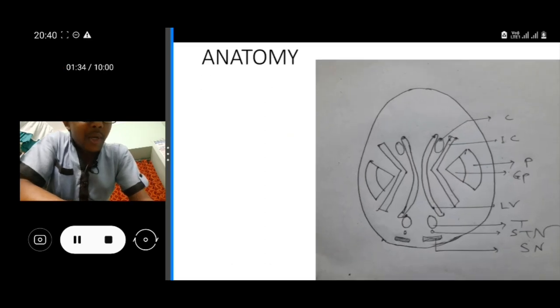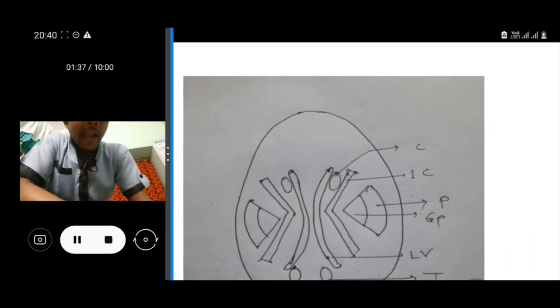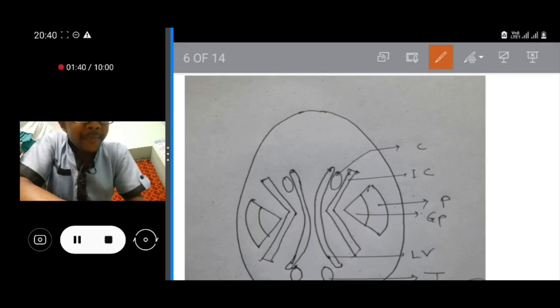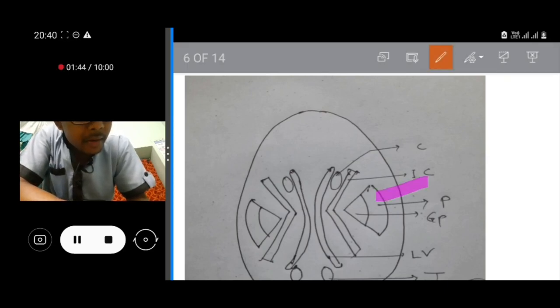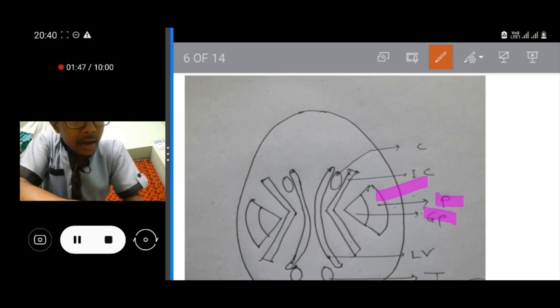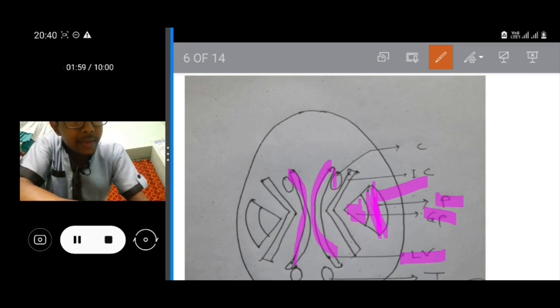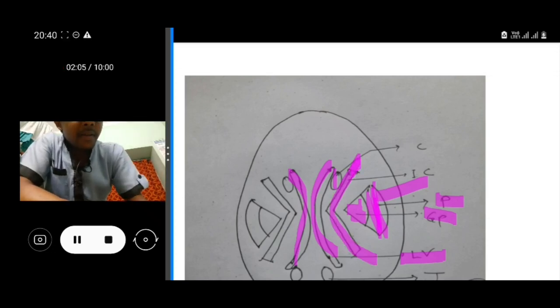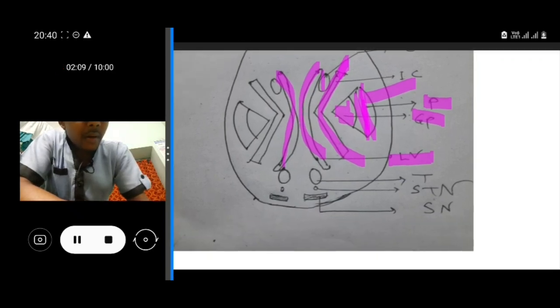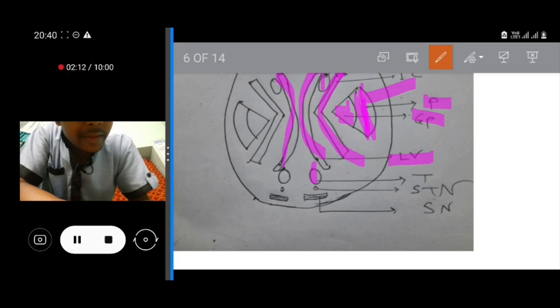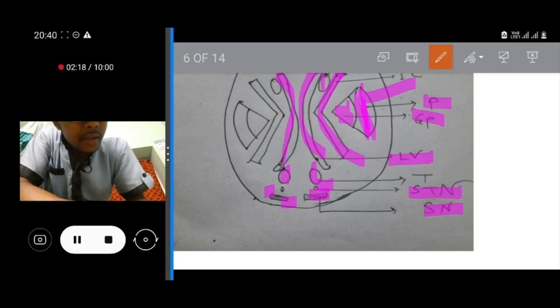See, I have drawn this diagram by myself and highlighted the points I discussed earlier: putamen here, globus pallidus here, lateral ventricles here. This is the globus pallidus. This is the putamen. This is the caudate nucleus, and between the caudate nucleus and the lentiform nucleus, there is the internal capsule. Okay. Now see here. These are the thalamus. These are the subthalamic nuclei, and these are the substantia nigra.